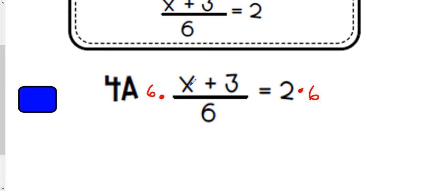And 6 times that divided by 6 leaves me that, right? So just x plus 3. So if we multiply by the denominator, it leaves us the numerator. And then 2 times 6 is 12. And then we just minus 3 on both sides.